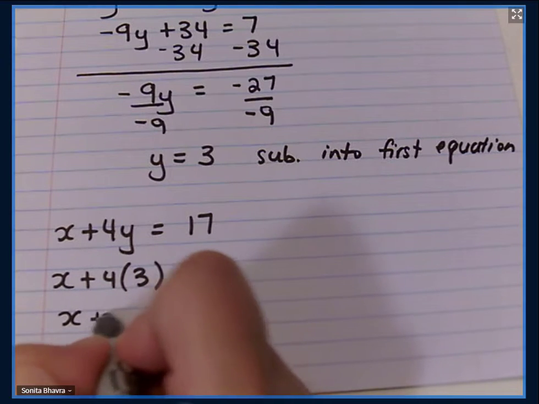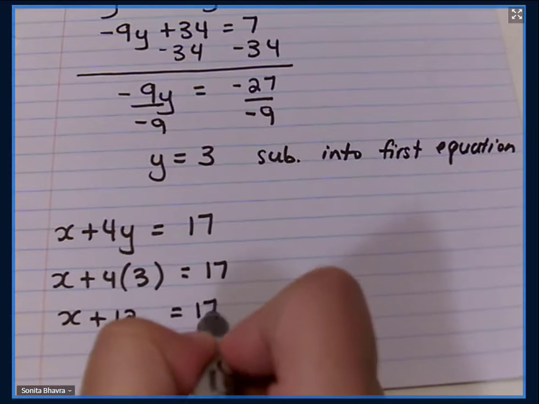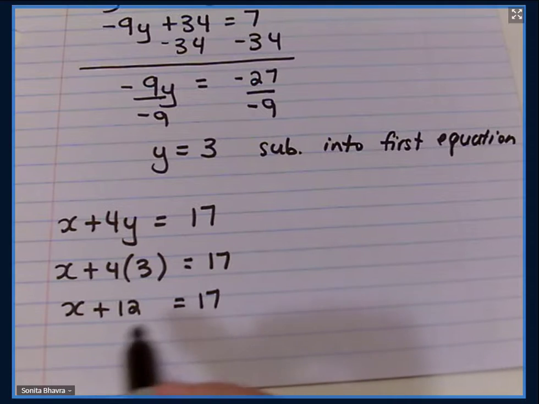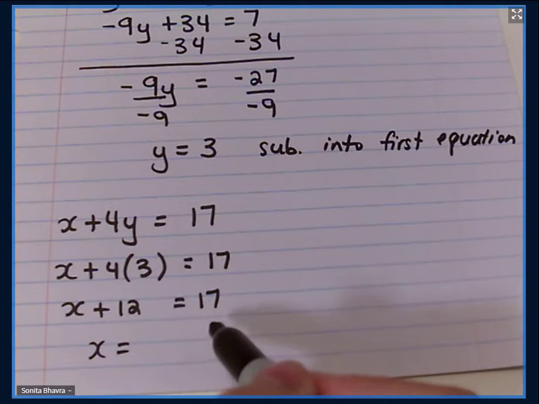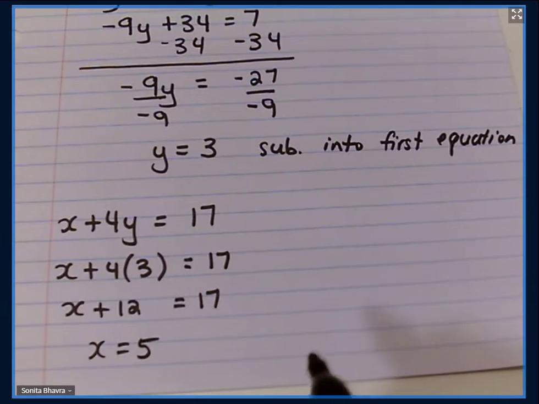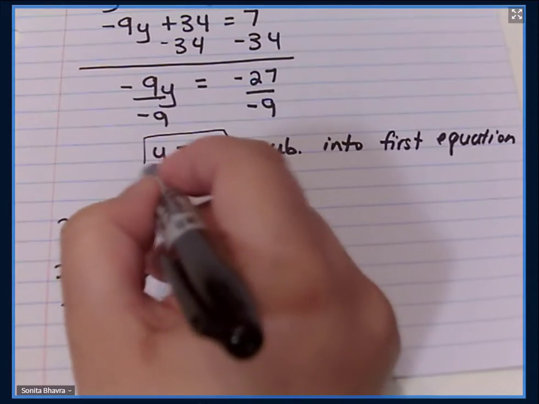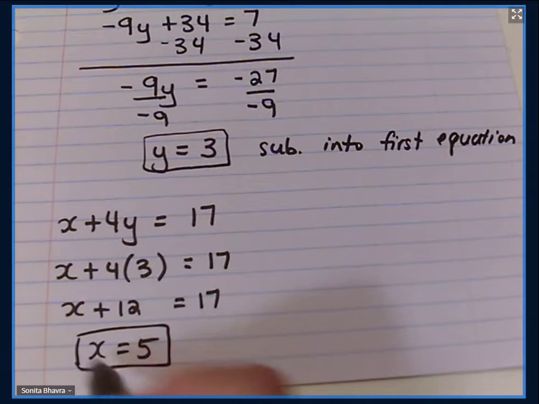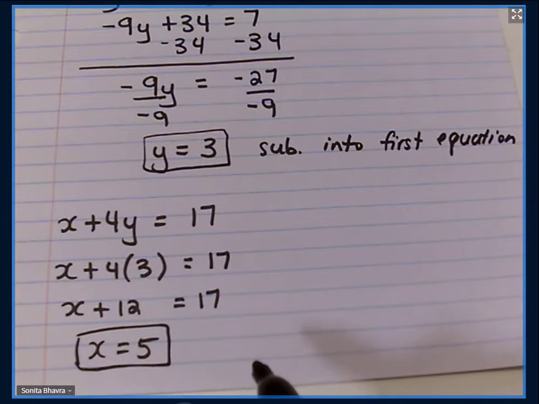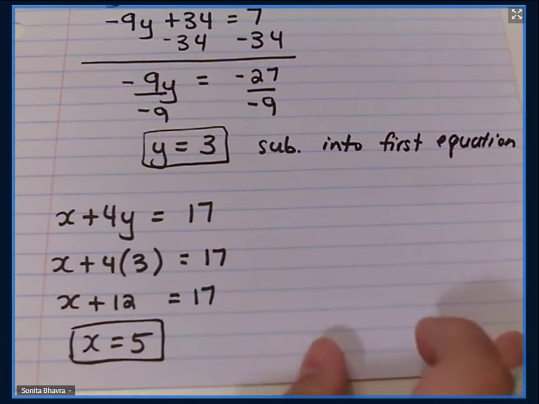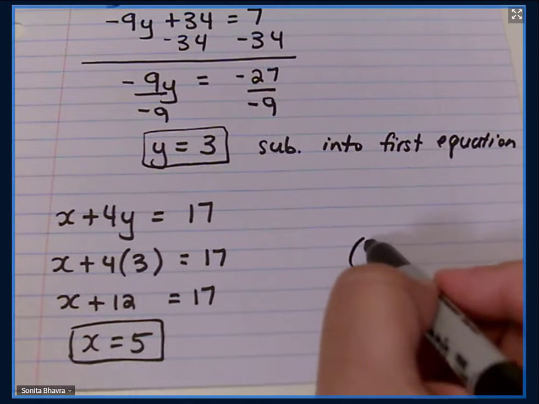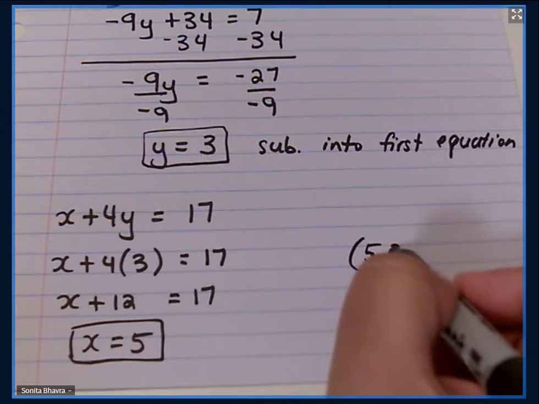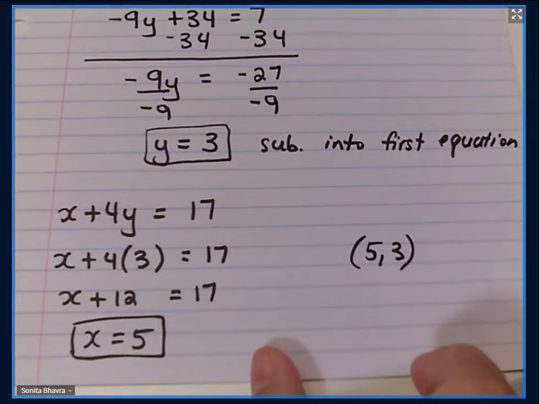So we get here x plus 12 equals 17. Subtract the 12 on both sides. x will equal 17 minus 12. So x is equal to 5. So we solved for our y value and we've solved for our x value. All right, so x is equal to 5 and y is equal to 3. And if we were putting that as a point on the graph, it would be 5, 3. That's the point on the graph.